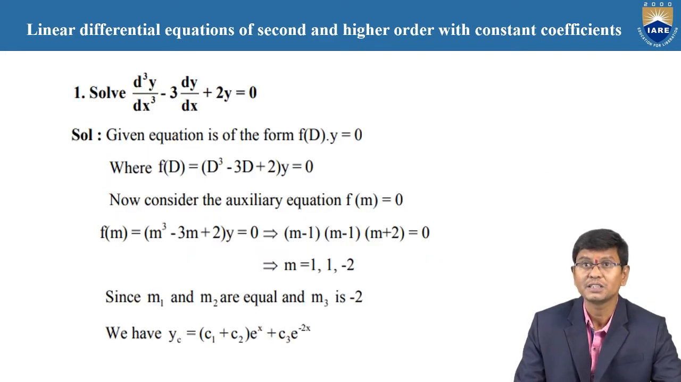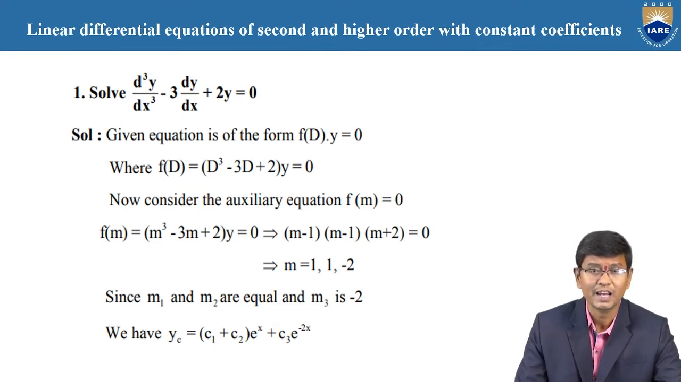Next, we will discuss one problem: solve d^3y/dx^3 - 3 dy/dx + 2y = 0. Here the problem is given like this. First of all, we need to write the operator form, that is, reduce it in terms of capital D.